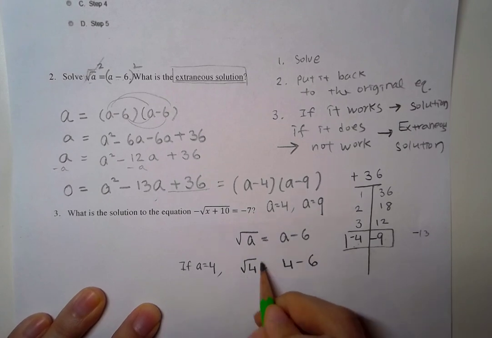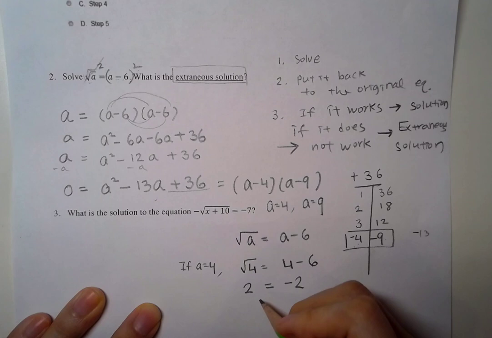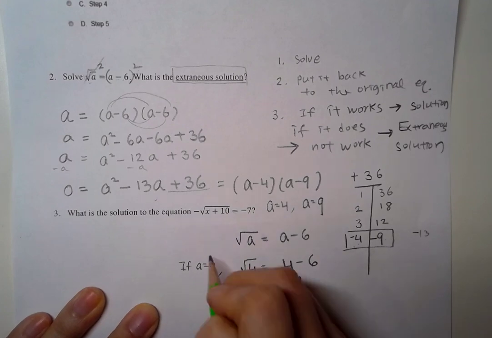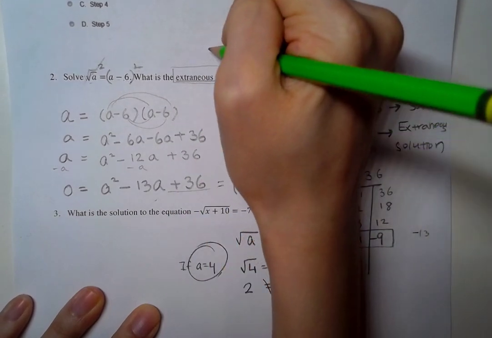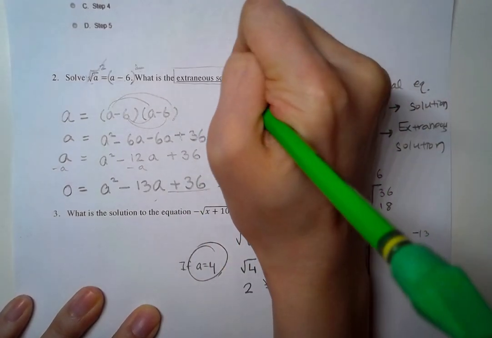right? Then what is square root of 4? That's 2. And then what's 4 minus 6? Negative 2. Is it the same number? No, one positive, one negative. So this is my extraneous, right? So the answer for number 2 will be 4.